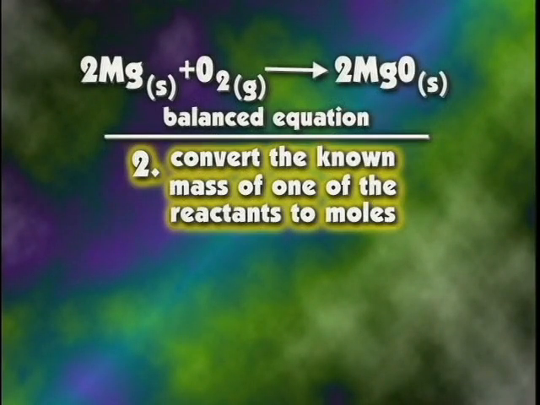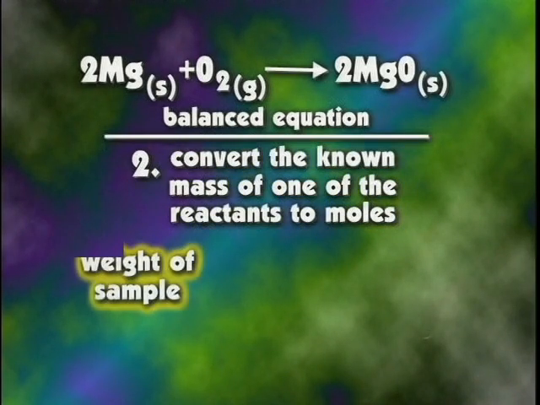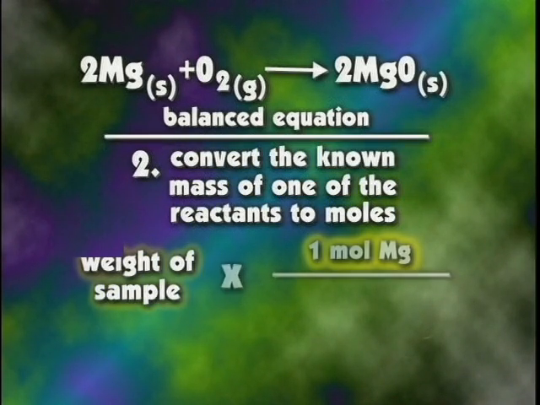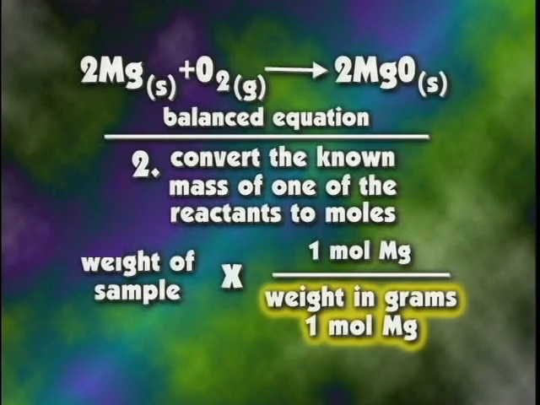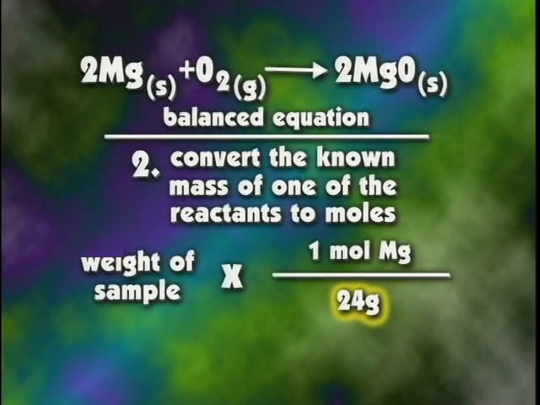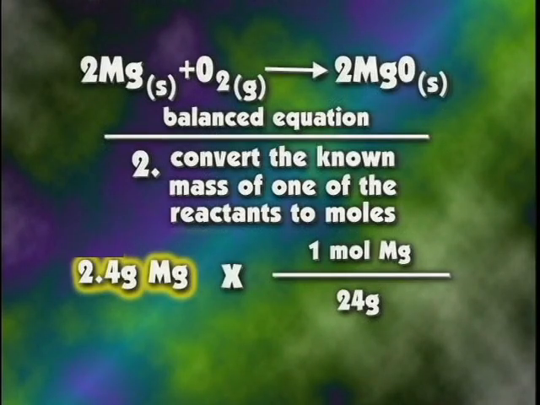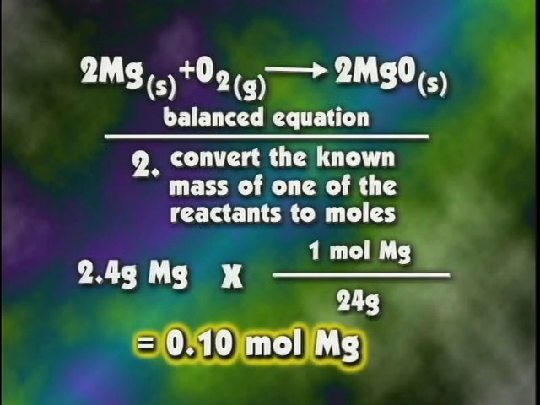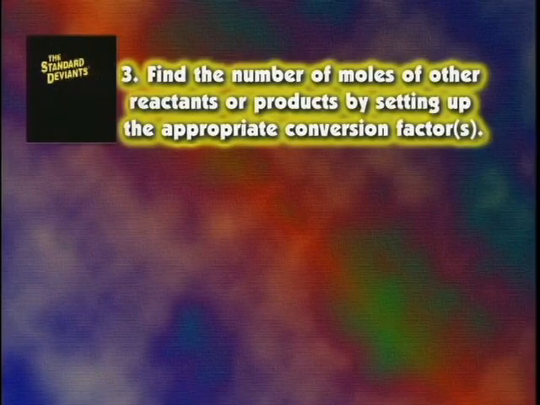Convert the known mass of one of the reactants to moles. We'll find out how many moles of magnesium there are by multiplying the weight of our sample of magnesium by 1 mole of magnesium divided by the weight in grams of 1 mole of magnesium. 1 mole of magnesium over 24 grams times 2.4 grams equals 0.10 moles of magnesium. Convenient, huh? On to step 3.